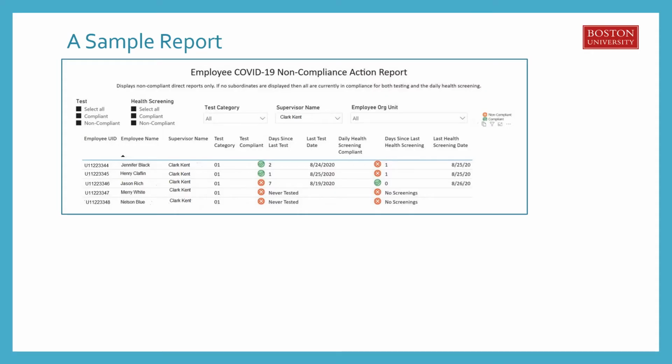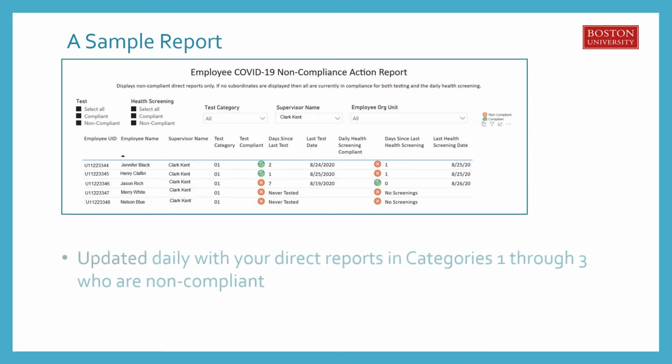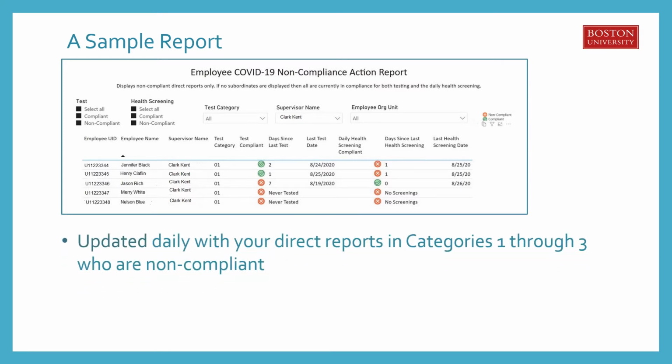Let's take a look at a sample of the report, which displays your direct reports in categories 1 through 3 who are not complying with COVID-19 daily health screenings and/or testing. It provides a daily snapshot of your direct reports who are non-compliant with COVID-19 testing and/or daily health screenings as of 11:30 p.m. on the previous day.